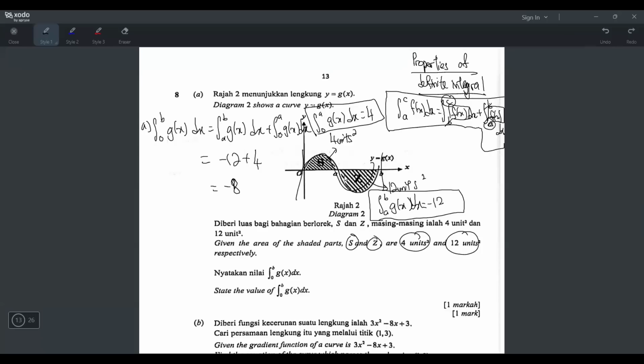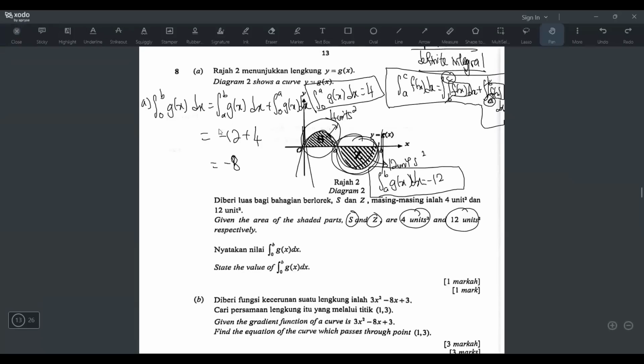But the total area is not -8, because area has no negative. So the total area is not 8. The total area will be 4 plus 12, which is 16. Because if I want to find the area of the shaded region from here to here using integration, I have to integrate separately, and for this region, I have to put modulus if I want to find area. But if you are just trying to find the integration value, you have to integrate separately also, but you don't have to do the modulus. That's why the negative is still there.